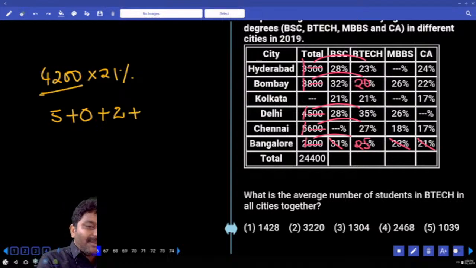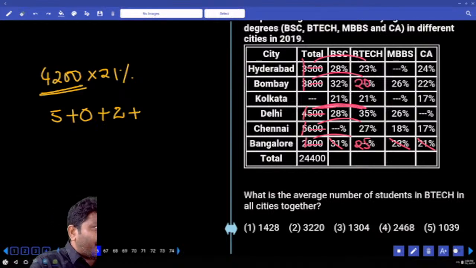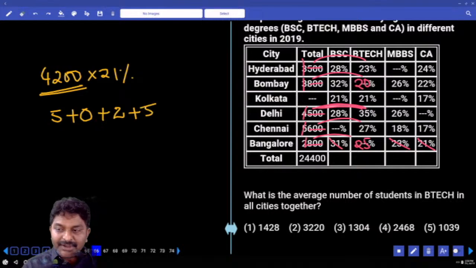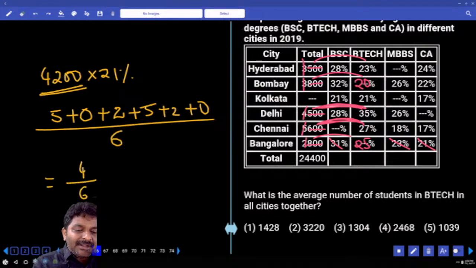Understood? Here, 1% means removing 2 zeros. 42 into 21 ends with 2. Next, Delhi, 35% of 4,500, 1% is 45 into 35 ends with. Next, 27%, 27 into 56 ends with. Next, Bangalore, 25%, 25 into 28 ends with 0, numerator ends with denominator.